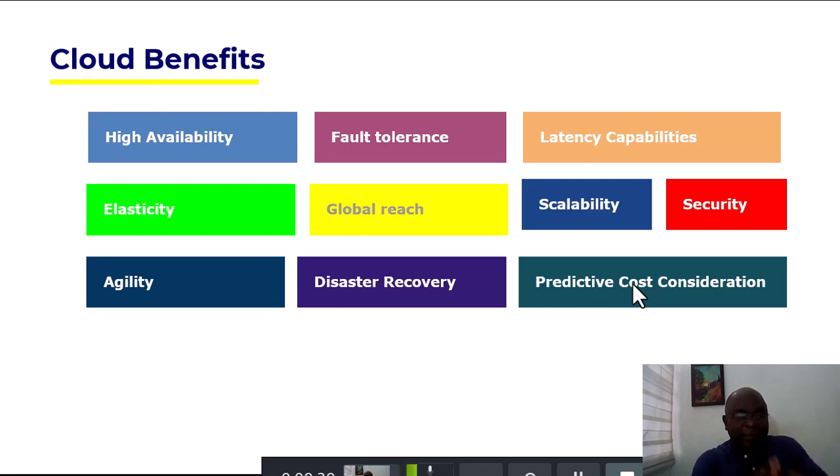High availability is just like when you have electricity, and in case the electricity goes off, you have a standby generator to pick up so that you have light. Now, fault tolerant means that the system has self-healing capabilities. Even though there is a fault, the service will not stop, it will still go on.